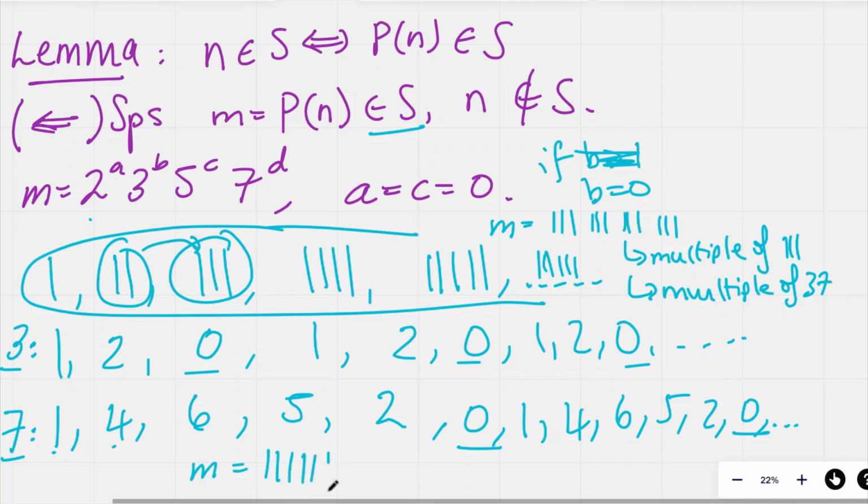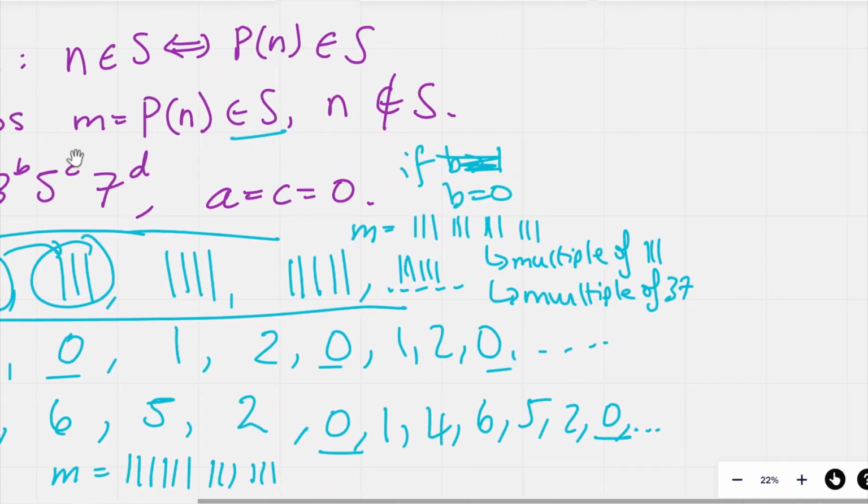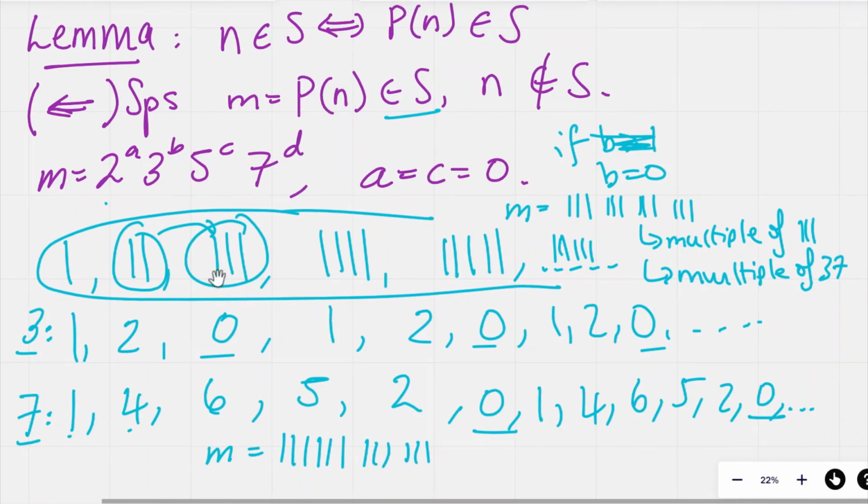So maybe it could be 111,111, or maybe it could be 111 million, 111 thousand, 111, or whatever. The number of 1s in it has to be a multiple of 6. But again, we get the issue that this has to be a multiple of 111, and therefore a multiple of 37, and that's not allowed because we know the prime factors in it have to be 2, 3, 5, and 7. And therefore d cannot be at least 1, and therefore d is also 0.